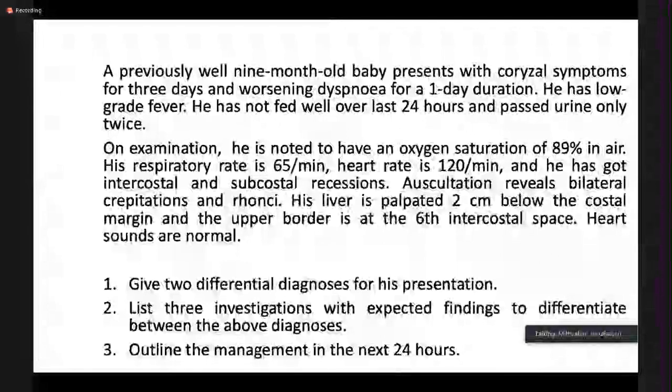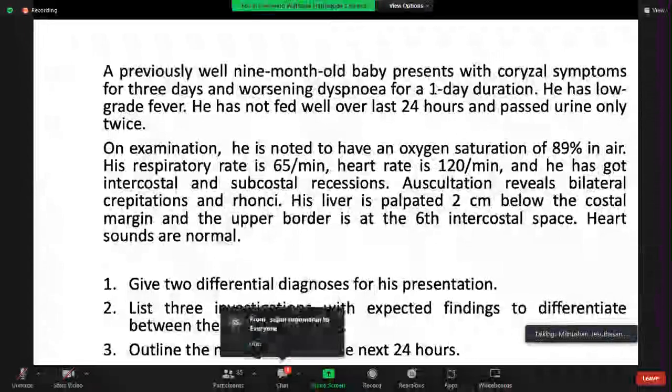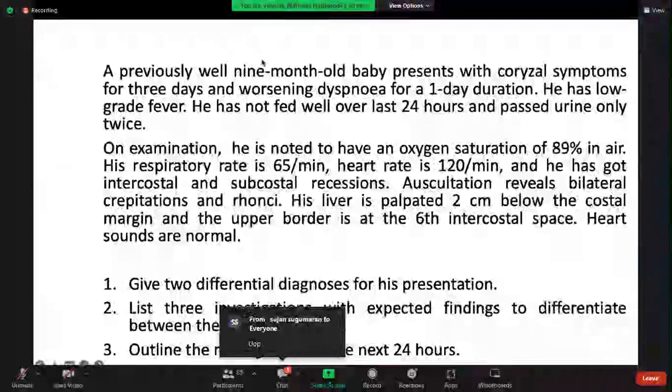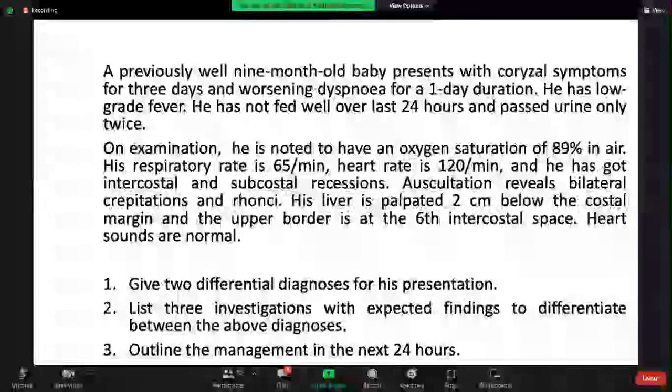And the child was not fed well over the last 24 hours, madam. Outline the management. Since, madam, the child was not fed for the last 24 hours, I have to check for dehydration of the child and hydrate the child.